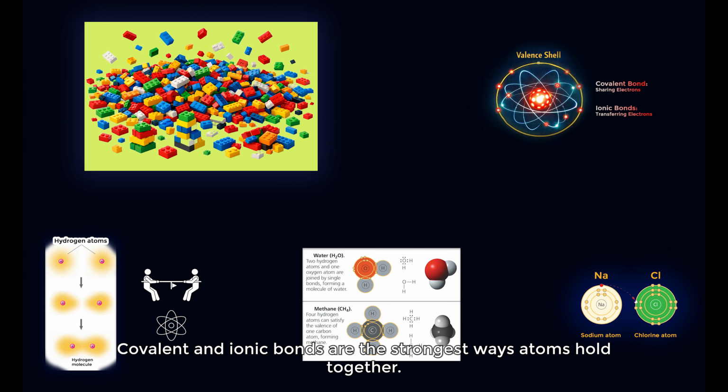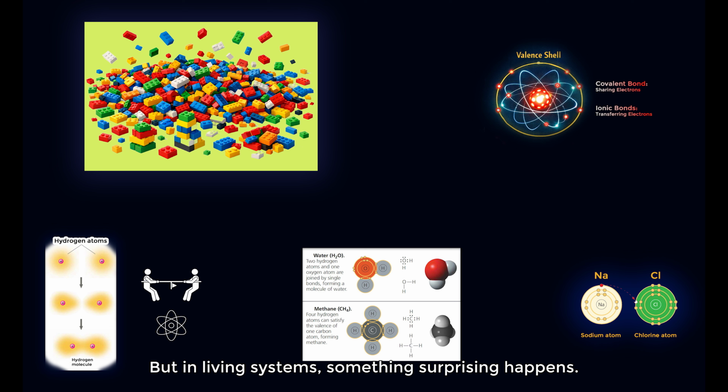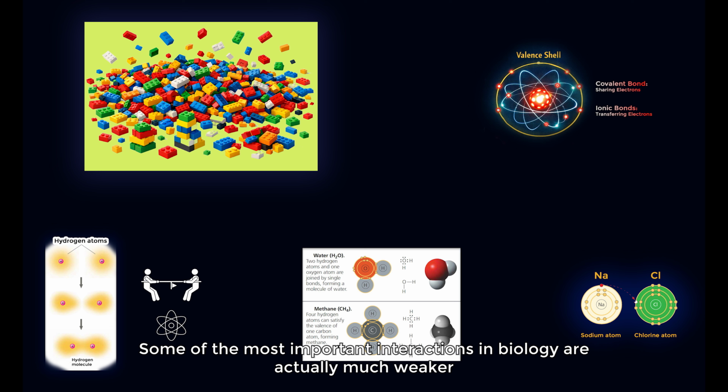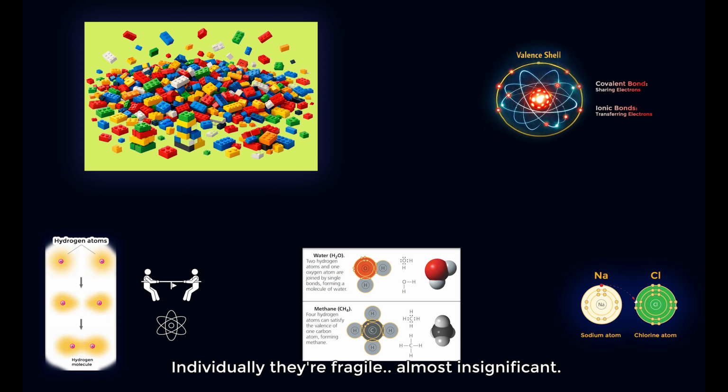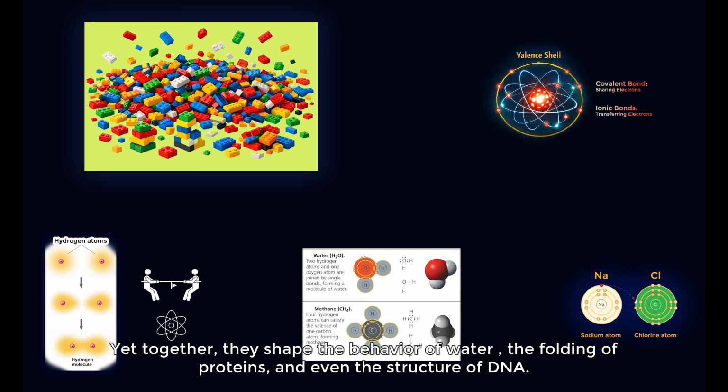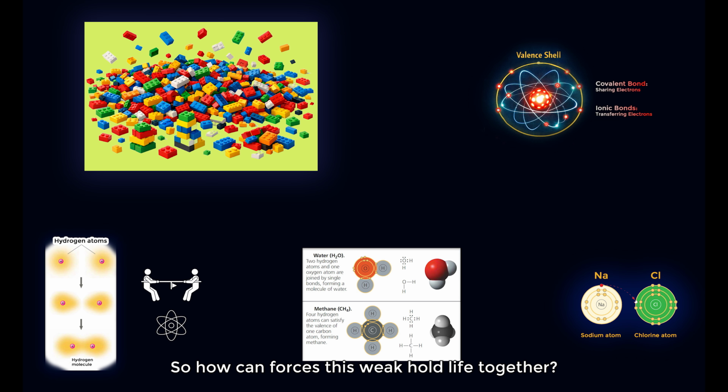Covalent and ionic bonds are the strongest ways atoms hold together. They build molecules, crystals, and much of the solid structure of matter. But in living systems, something surprising happens. Some of the most important interactions in biology are actually much weaker. Individually, they're fragile, almost insignificant. Yet together, they shape the behavior of water, the folding of proteins, and even the structure of DNA. So, how can forces this weak hold life together?